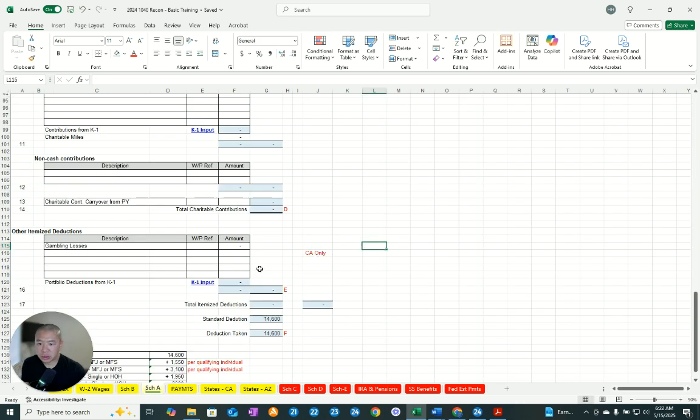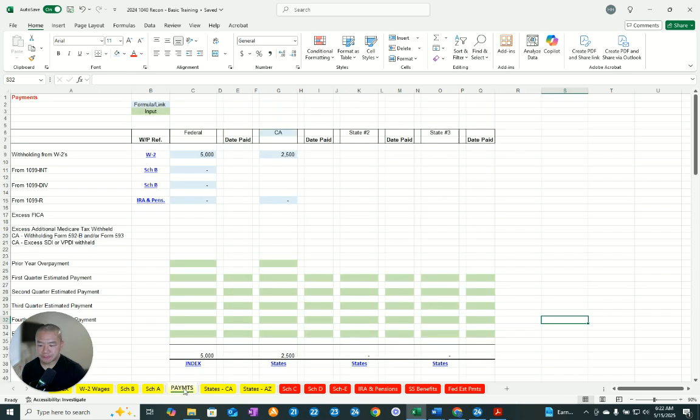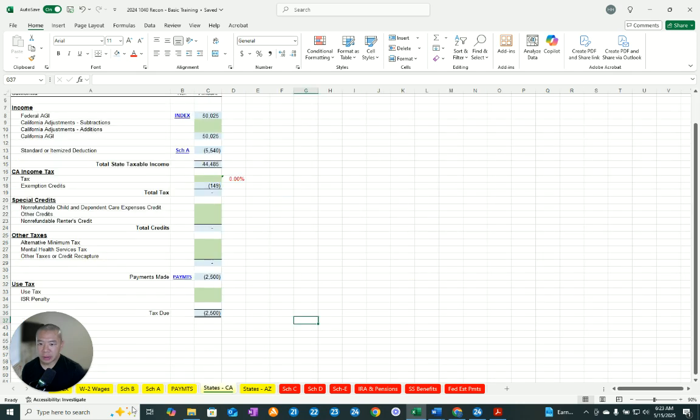And Schedule A is your itemized deductions or standard deduction. I'm just assuming this person doesn't own a home, doesn't pay property taxes, or even if they did, when you add all that up, it is less than $14,600. So for itemized deductions, you just take the higher amount. The higher amount of, if you total up all your itemized deductions, which also includes contributions, or you just take the standard deduction, which is $14,600 for 2024, and in this scenario is $14,600. This is just what they've paid in taxes, and this is the state of California.